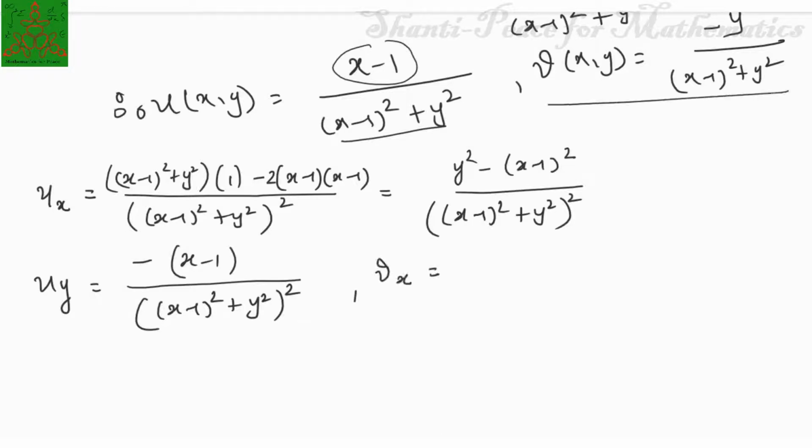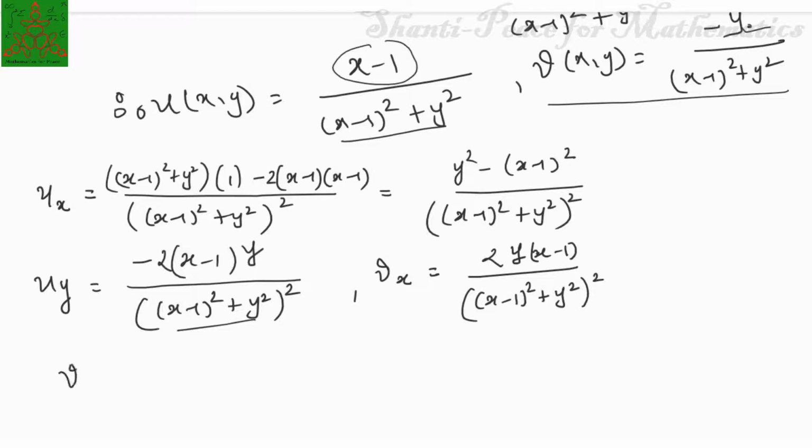V is this function, so here the numerator is independent of x, so that's why the minus minus becomes plus y upon (x minus 1) square plus y square, whole square, into the derivative of this quantity with respect to x, that is 2x minus 1. Here, I forgot that the derivative of this quantity is also 2y.